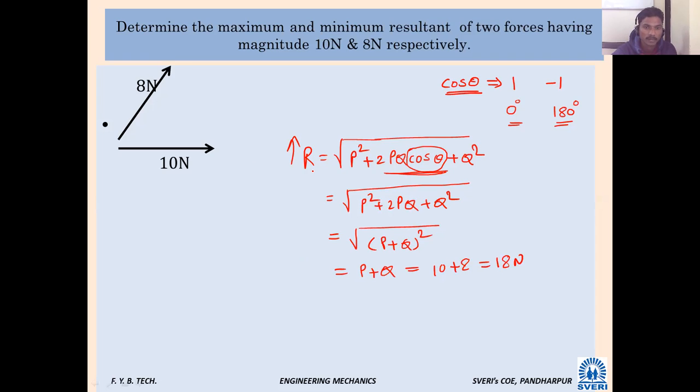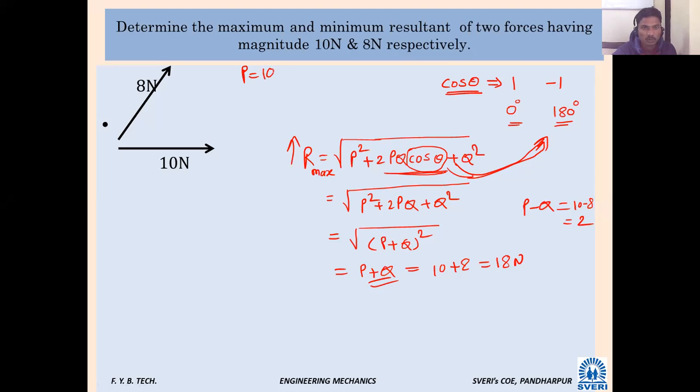Similarly, now this is the maximum. For the minimum, we have minus 2PQ, because cos theta is minus 1, so you put that value and you get a minus. It finally becomes P minus Q, so 10 minus 8 is 2 Newton. So likewise you solve this, take it as homework.